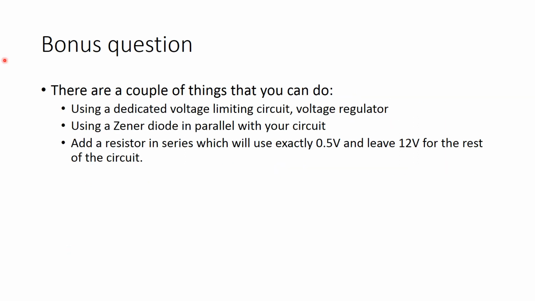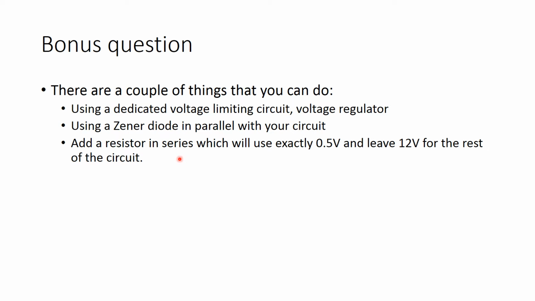So there are a couple of things you can do. You can use a dedicated voltage limiting circuit, like a voltage regulator or something like that. You can also have like a Zener diode, which you can put in parallel, which forces the voltage to be a certain voltage. But this is a little bit outside the scope of this course, so we can add in resistance in series, which will use exactly 0.5 volts and leave 12 volts for the rest of the circuit.